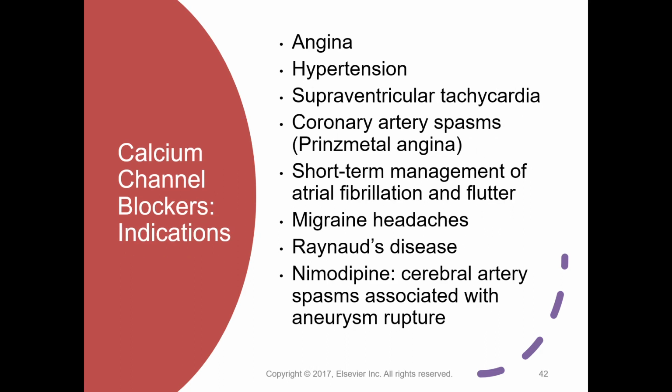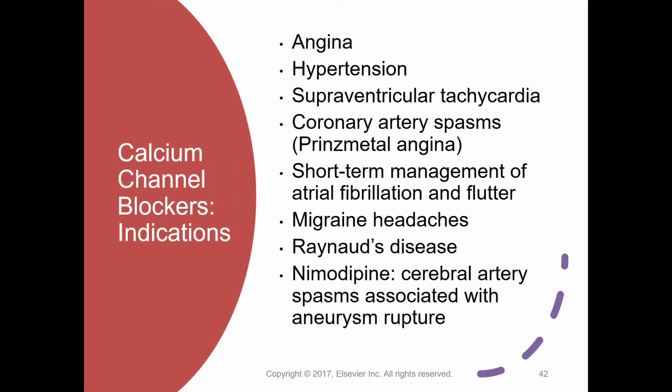Not here. Why do we give the calcium channel blockers? What are the indications? Who should be receiving it? Again, angina, hypertension, SVTs (supraventricular tachycardia), and coronary artery spasms. The Prinzmetal angina is the third type. We have stable, unstable, and Prinzmetal. Calcium channel blockers are given for Prinzmetal. We give it to people who need short-term management of AFib and flutter. We give it sometimes for migraine headaches.